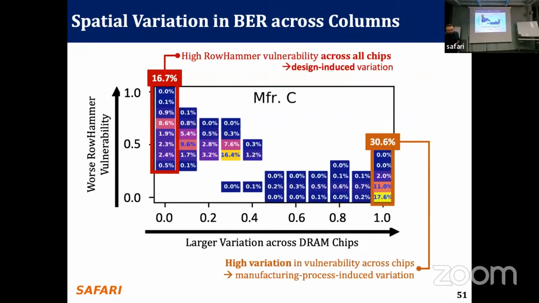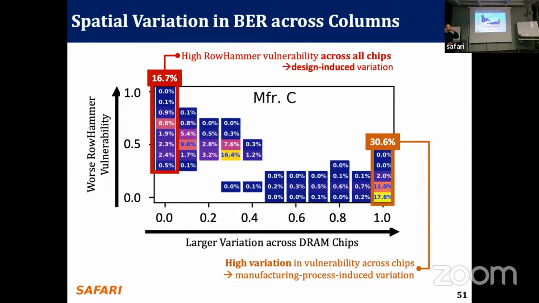So I'm trying to understand what the x-axis represents. Does it represent the variation across columns? For a given column, variation across chips in a module. I see. Okay. So you're really looking at whether that column has worse vulnerability compared to other columns. Yes. And that doesn't change across chips. If yes, it's 0.0. Yeah.